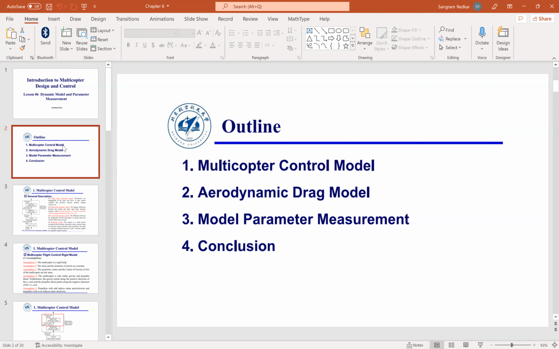Then we have to understand what the different model parameters are. Whether it's an aircraft or a quadcopter, the mass and inertia properties for those aerial vehicles are going to be different. So we need to take into account those. And at the end, we would have this conclusion.